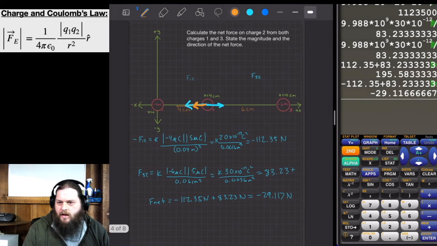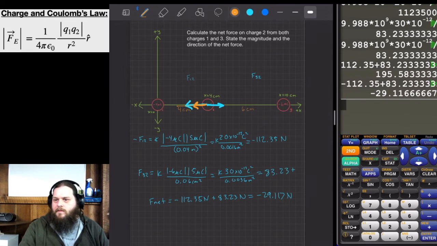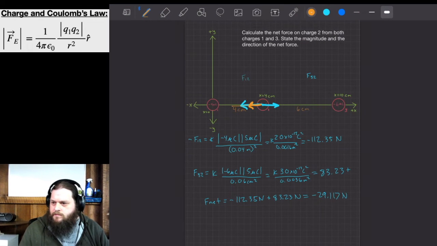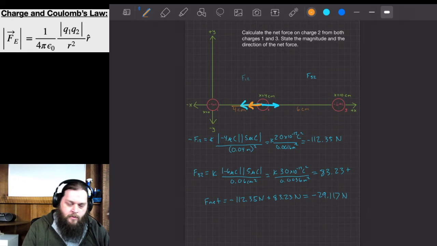Any questions on that problem? I know I rambled around a little bit with the calculator, but thanks to some help, I got it all straightened out. Now we're going to move on to the next one.